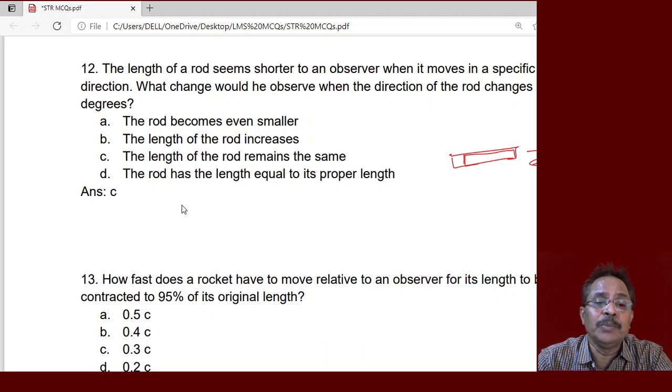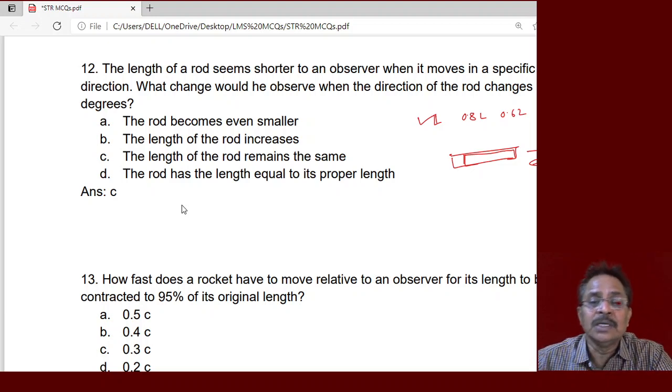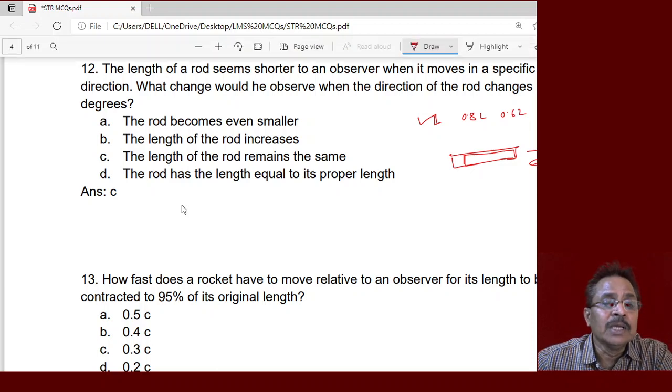Whether this length will appear to be smaller. So there are 4 different options given. Option A is the rod becomes even smaller. That means earlier it was of 1 meter. Then when it was going through this end with this direction, it is appearing to be 0.8 times L. Or this is L, then it is 0.8 L, and when it changes direction, it becomes again shorter, that is 0.6 L. Whether this is correct, or the length of the rod increases. Earlier it was decreasing, now it is increasing. Whether it is correct, the length of the rod remains same, or the last is the rod has the length equal to its proper length.